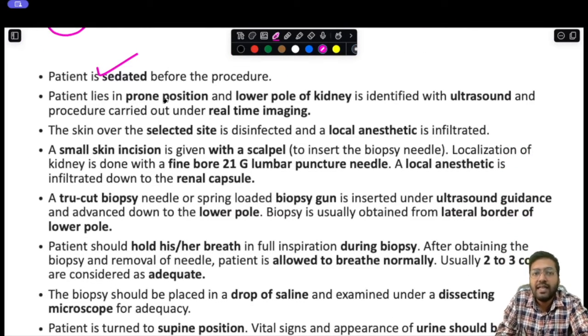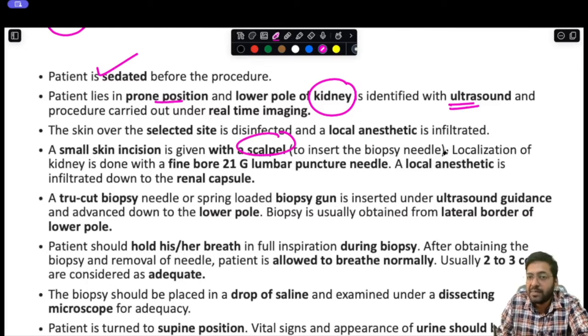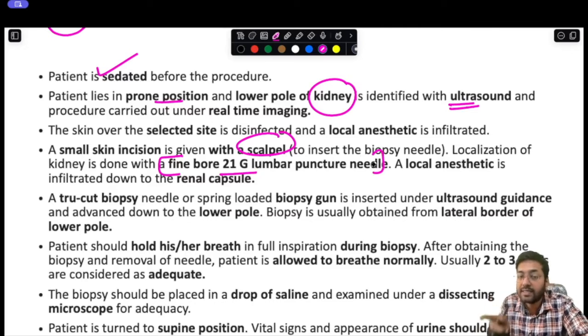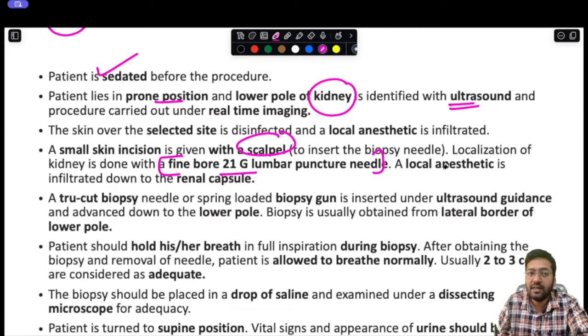The patient is lying in the prone position and the lower pole of the kidney is identified with the ultrasound, and the procedure is carried out under real-time imaging. The skin over the selected site is disinfected and local anesthesia infiltrated. A small skin incision is given with a scalpel to insert the biopsy needle. Location of the kidney is done with a fine bore 21 gauge lumbar puncture needle, so with that you are localizing the needle. A local anesthetic is infiltrated down to the renal capsule.